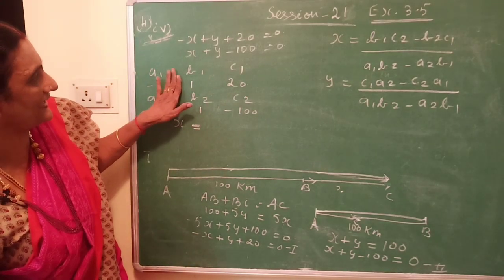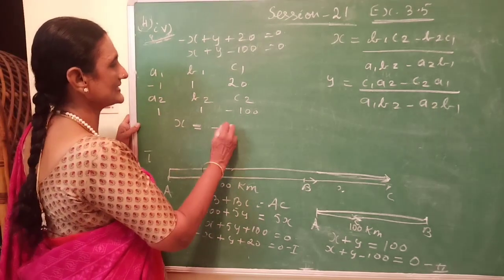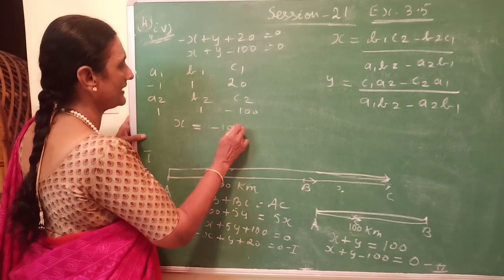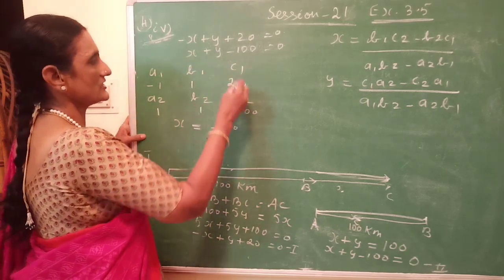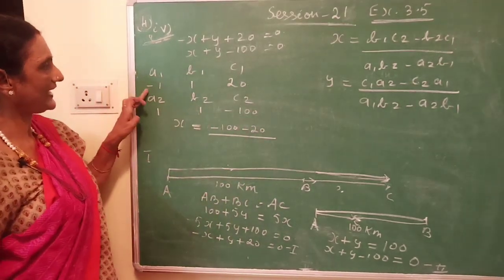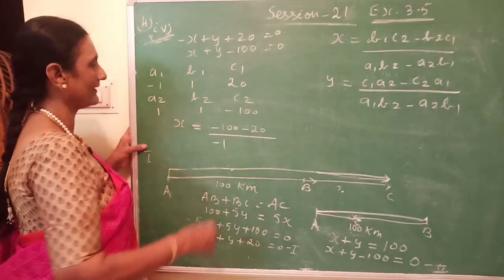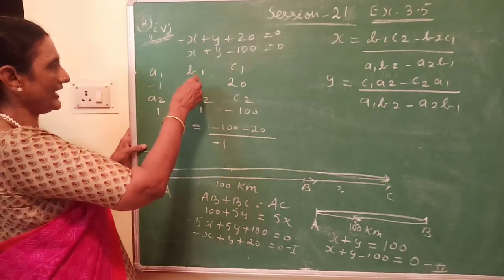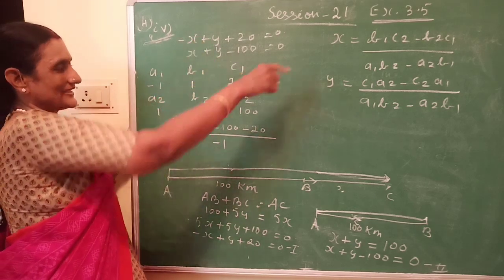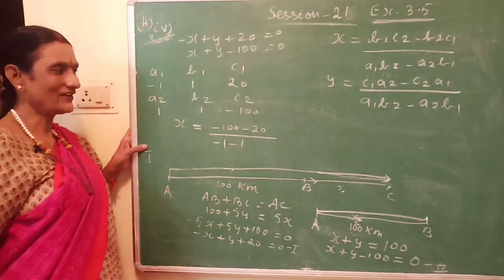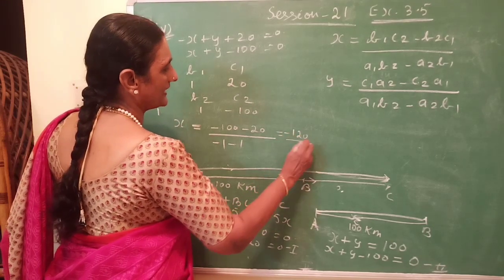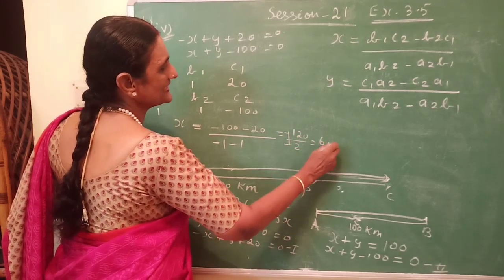You don't have to see this side at all. b1 is 1, c2 is minus 100, so it is minus 100. c1 b2 is 20 into 1, that is minus 20. And then what is a1 b2? That is minus 1. So what is a2 b1? a2 b1 is 1 and 1, again 1, but there is a negative sign outside, so that becomes 1. Are you understanding? Is it clear to you? So if you add, you will get minus 120 by minus 2, so that gives the answer 60.